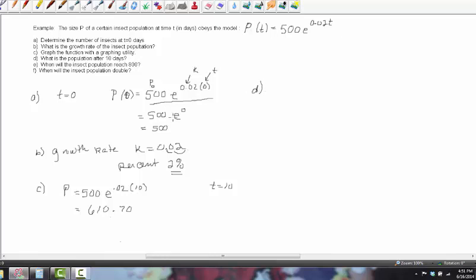All right, let's take a look at letter D. Oh, that was letter D. We didn't do anything for C. That was just the graph. So we're on letter E.